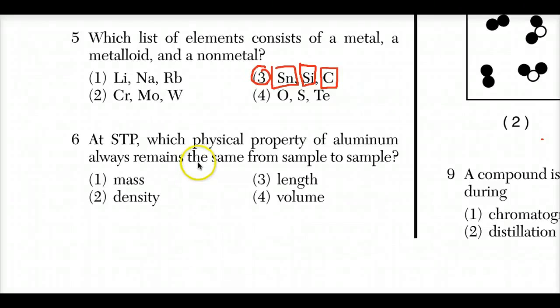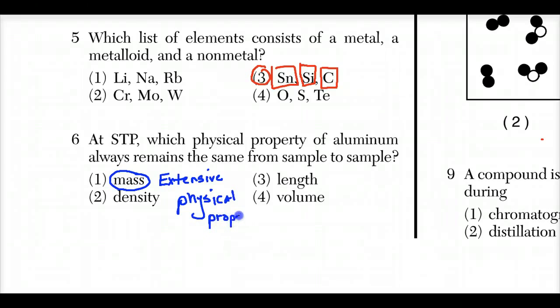Okay, number 6, at STP, which physical property of aluminum remains the same from sample to sample? So, it seems to me that the mass will change. That's called an extensive physical property. Extensive means based on the size of the sample. Mass, length, and volume depend on the size of the sample.